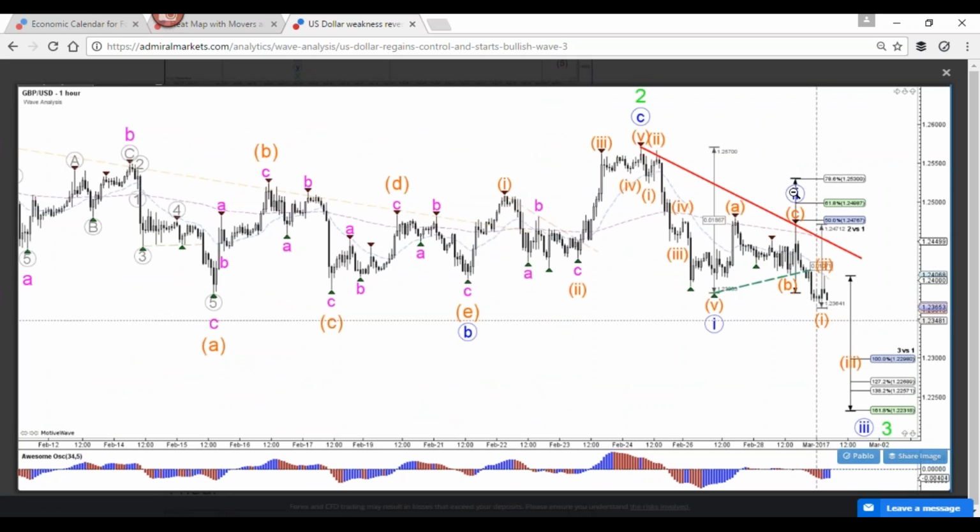Pound dollar 1 hour chart: you see the wave 2 stopped at the 50 fib, an ABC correction within the 50 to the 50 fib. Price is breaking below support. Now it could be building a wave 1, 2, 3.